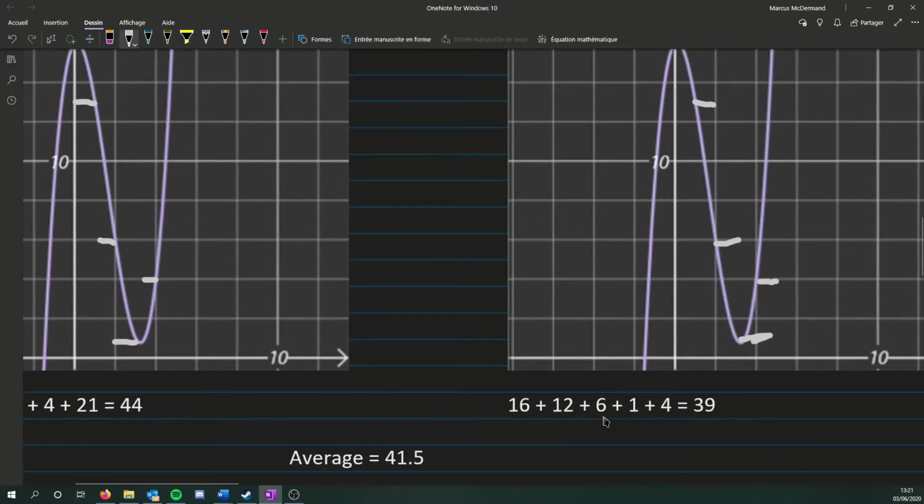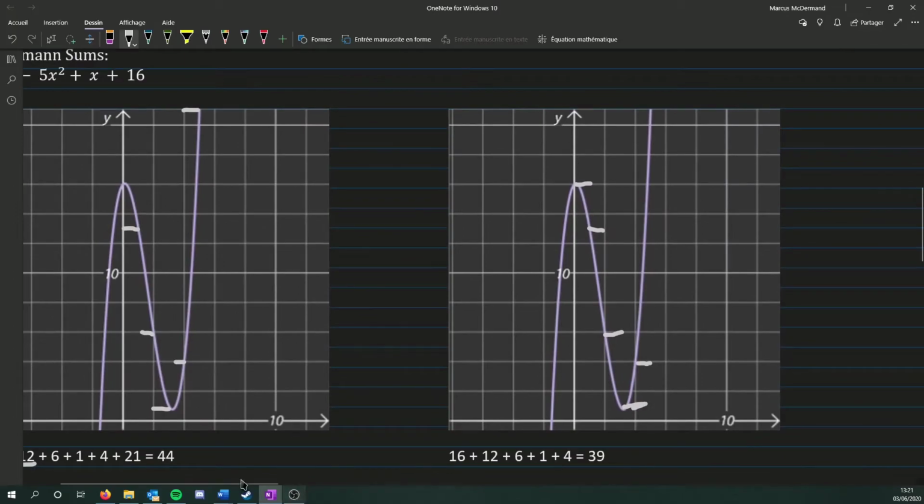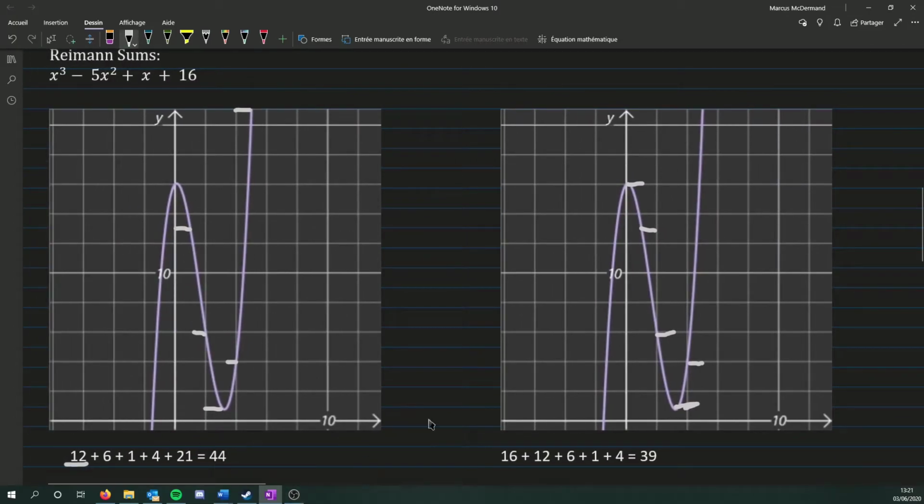This time it's 16 plus 12 plus 6 plus 1 plus 4. You'll notice that there's quite a few numbers which happen to overlap between the two: 12, 6, 1, 4.